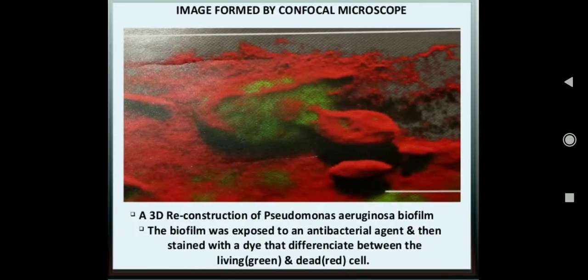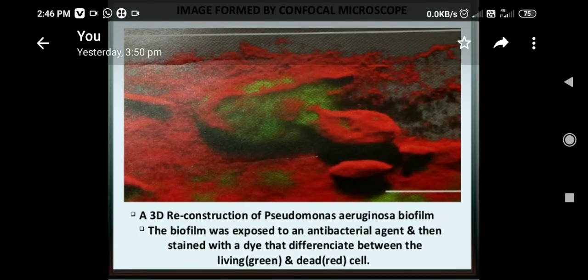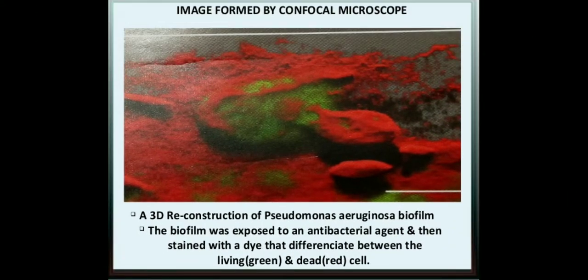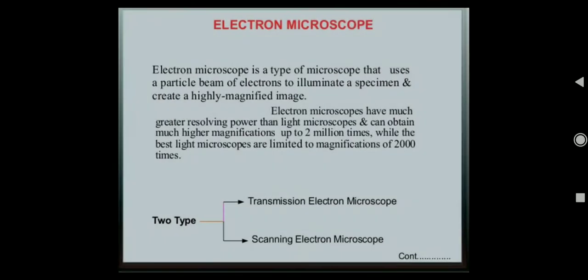Okay. So students, we were here. The biofilm was exposed to an antibacterial agent and then stained with a dye that differentiates between the living and non-living. This dye can differentiate the dead cell and live cell. Dead cells will appear in red color, whereas live cells appear in green color.